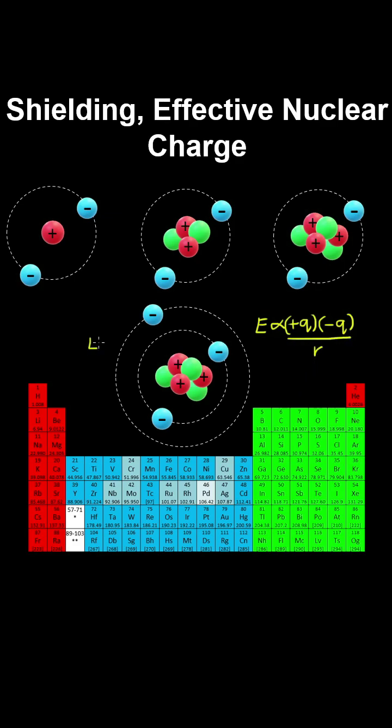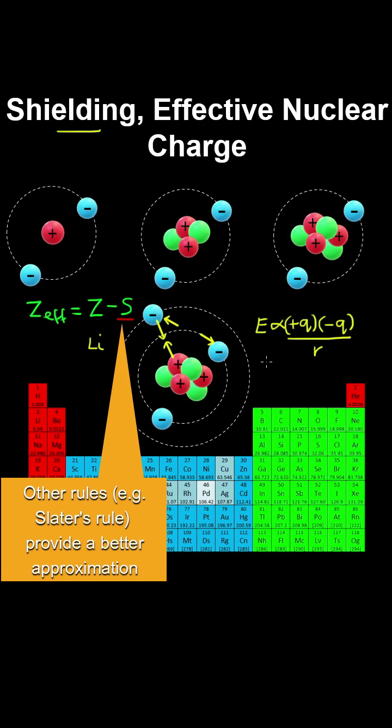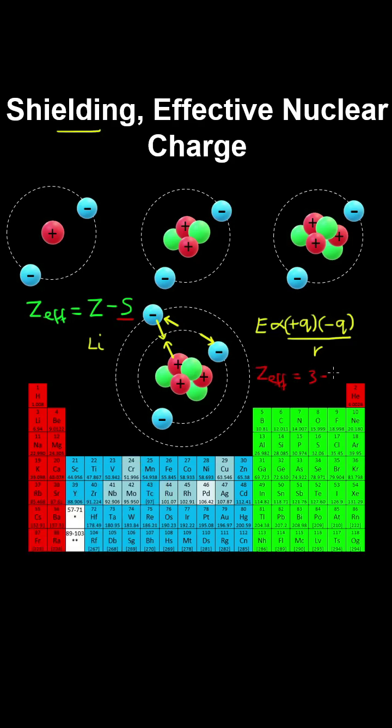Now suppose we consider this atom of lithium. Well, the nucleus will attract the valence electron, but the core electrons are going to repel it. So therefore the core electrons are shielding the valence electrons from the nucleus. So therefore we define the effective nuclear charge as the number of protons in a nucleus minus the shielding constant. And here we'll simplify this to the number of core electrons.